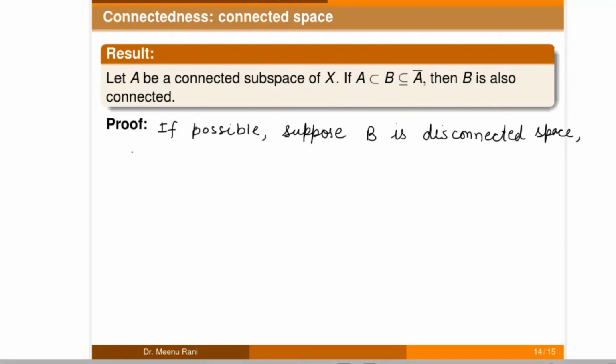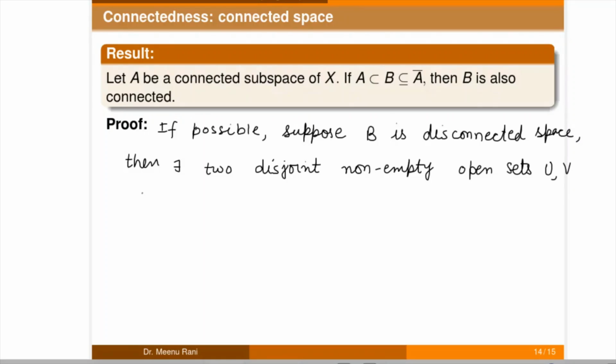So from the definition of a disconnected space, there exist two disjoint, non-empty, open sets, that is U and V in B, such that B can be written as U union V and these are disjoint. It is given that A is a connected subspace of X and A is a subset of B, so it is a connected subspace of B also.